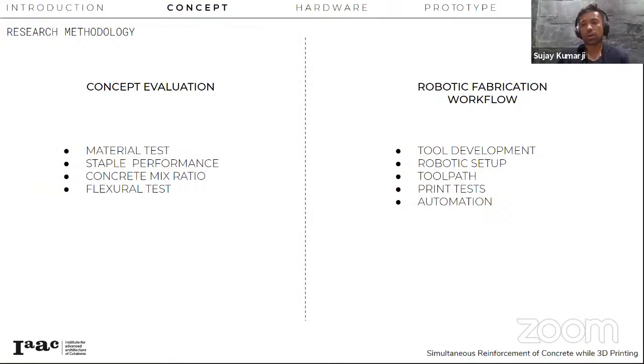So going about our research methodology, we divided the whole process into two stages so that we could work on it in parallel. The first step was to evaluate the concept, to see whether this process works. And the other step was to see how to develop the robotic fabrication. So two parallel methodologies were devised so that we could come up with a universal solution, perhaps, to see whether this strategy works and if it can be mounted onto the robot, and we can develop an autonomous method to tackle the 3D printing reinforcement problem.